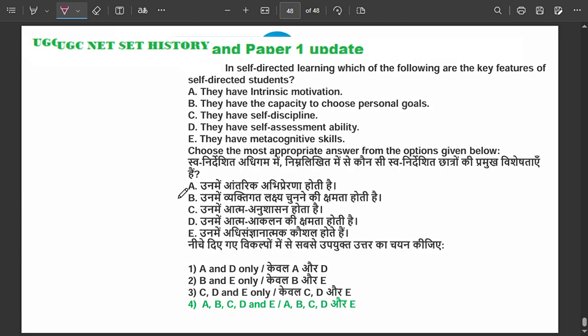Next question, today's last question. In self-directed learning, which of the following are the key features of the self-directed student? They have instinctive motivation, this is correct. They have the capacity to choose personal goals, this is also correct. They have self-discipline, this is also correct. They have self-assessment ability, this is also correct. And they have metacognitive skills, this is also correct. So option number 4, all of these, was the correct answer.